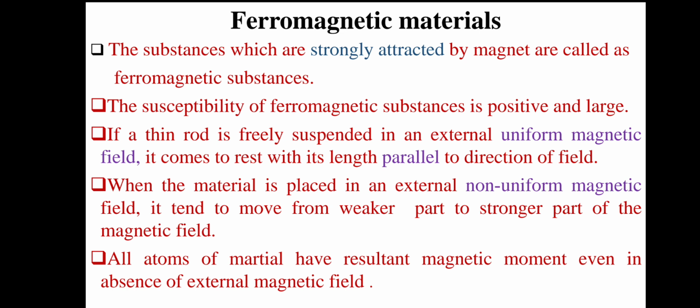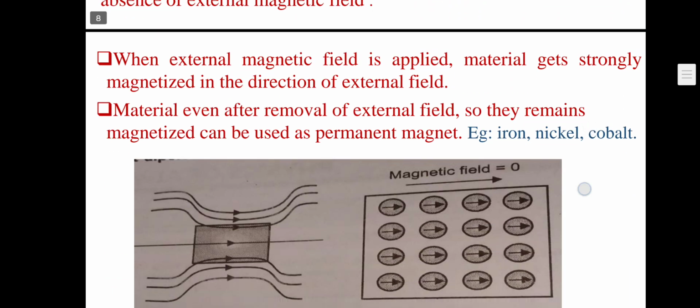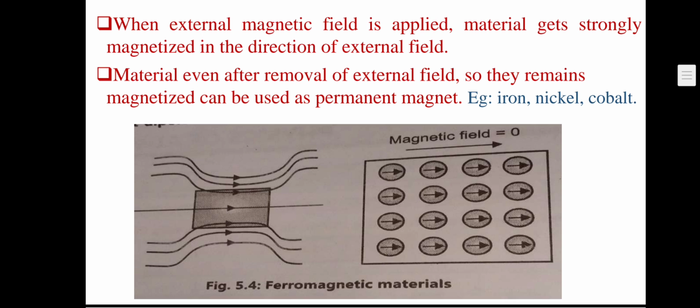All atoms of the material have a resultant magnetic moment even in the absence of an external magnetic field. When an external magnetic field is applied, the material gets strongly magnetized in the direction of the external field. The material remains magnetized even after removal of the external field, so it can be used as a permanent magnet. Example: iron, nickel, cobalt. Diagram.